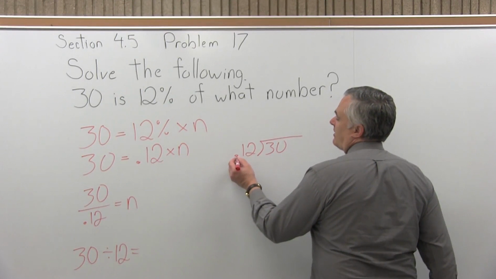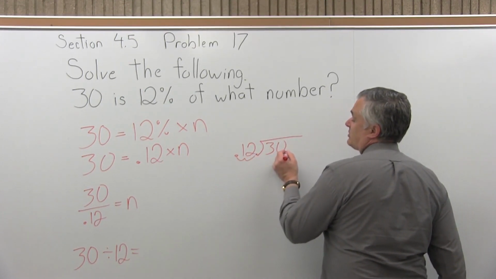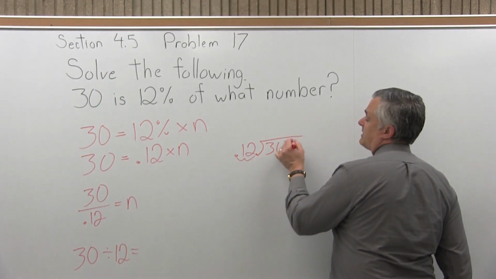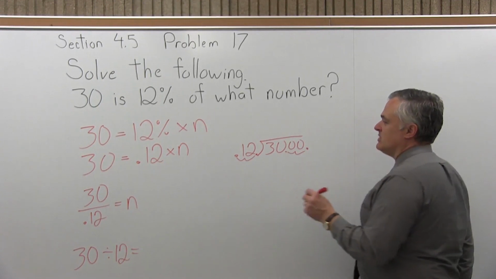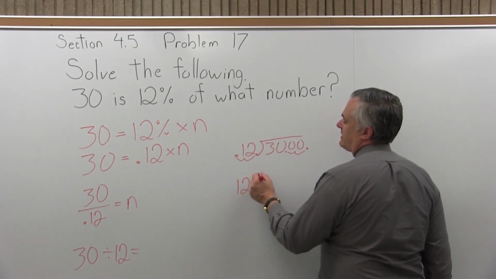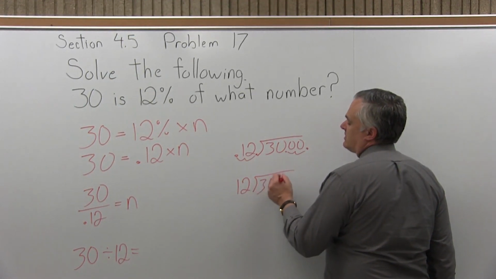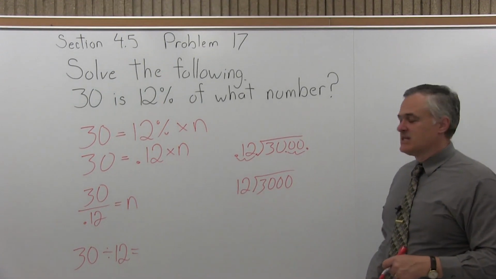So the 0.12 becomes just 12, and I moved it 2 spots, so the 30, if I go 2 spots, you create 2 blank areas that you fill in with zeros. So instead of 0.12 divided into 30, what you really do is 12 divided into 3000. Now you don't have a decimal.